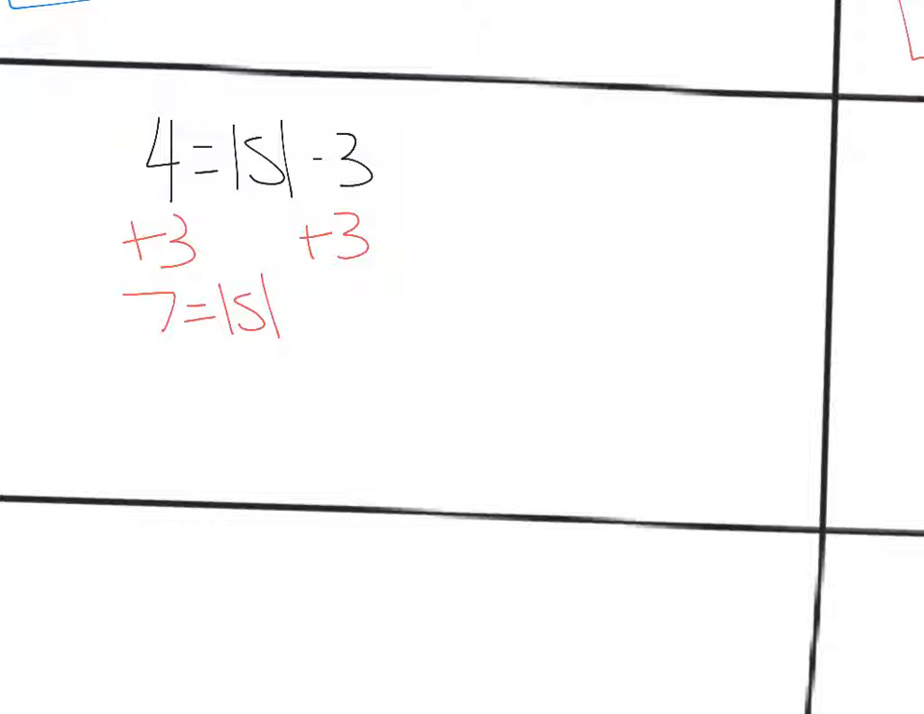So now we're thinking, okay, well, what is 7 steps away from 0? Well, we could go to the right and be at positive 7, or we could go to the left and be at negative 7. And let's do one more of these easy ones.